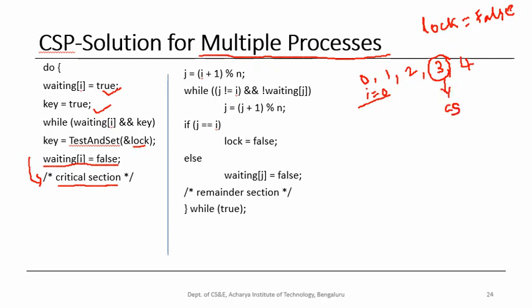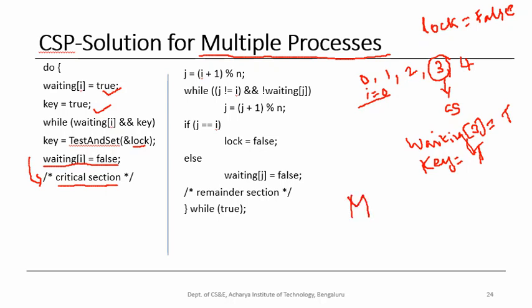What would this P3 have made? This would have made waiting of 3 is equal to true, okay, waiting of 3 is equal to true, and its local variable key is equal to true. Let me just write T. T means true. Okay, now let's see what happens if it is trying to enter into the critical section.